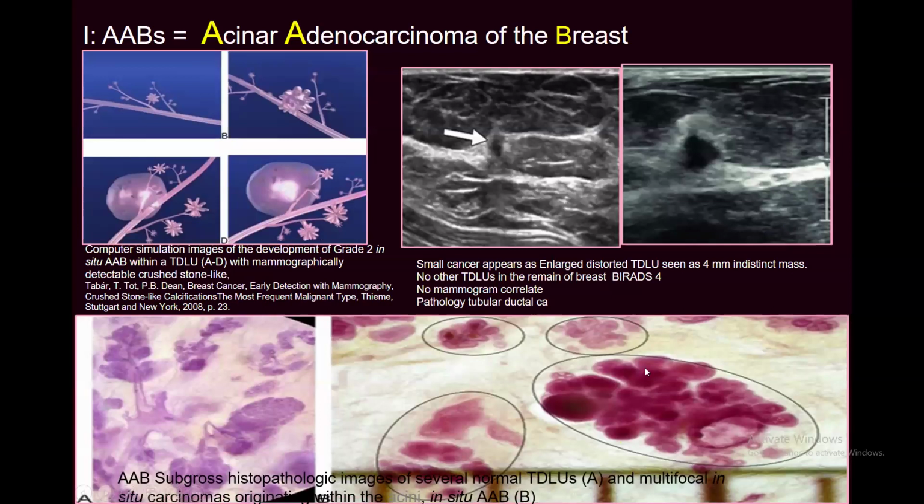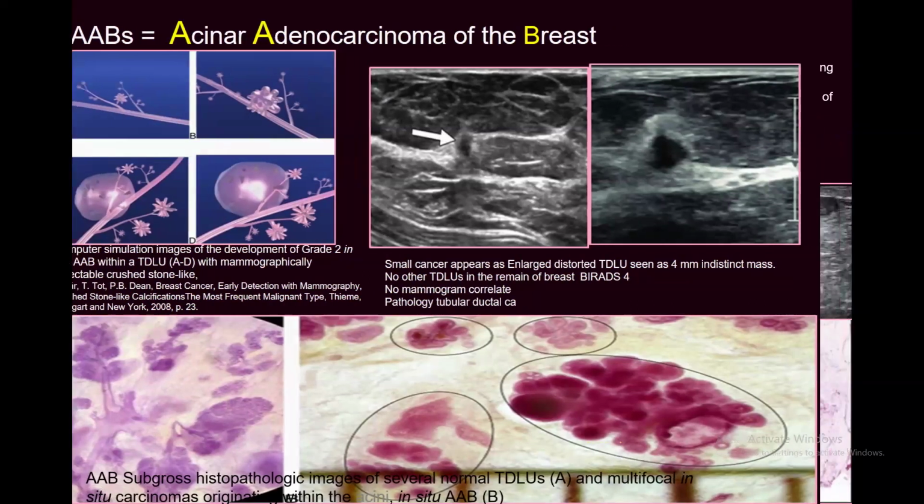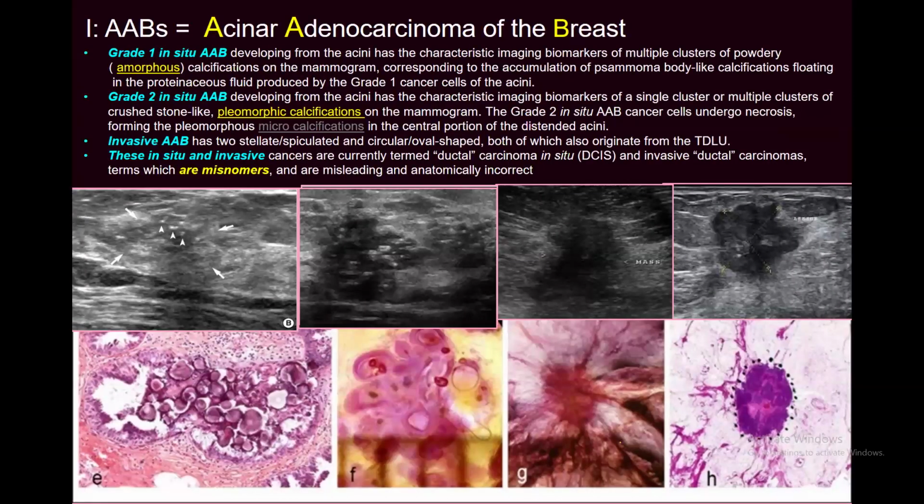Another example here: this is normal acini in a lobule, and this is dilated acini in DCIS. This is dilated and distorted, vertically oriented, in tubular cancer. Another example here, and this is a computer simulation image of a terminal duct lobular unit representing grade 1 and grade 2 DCIS.